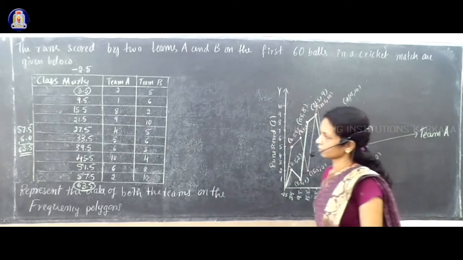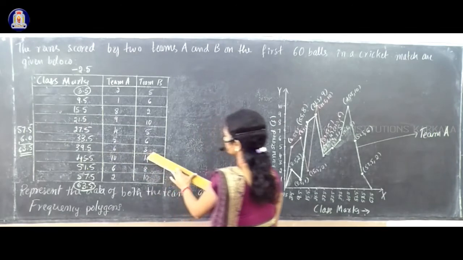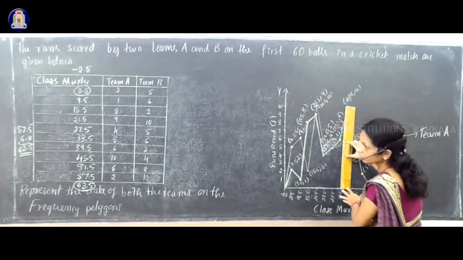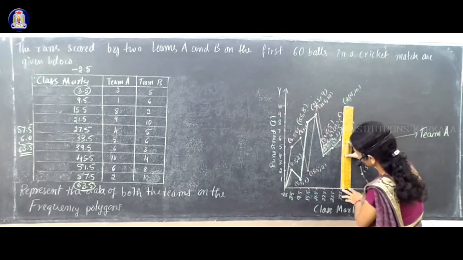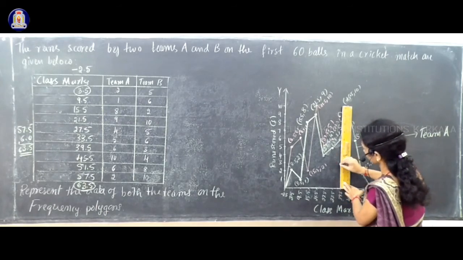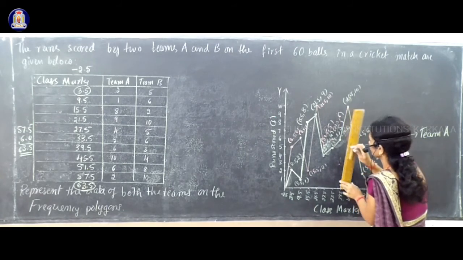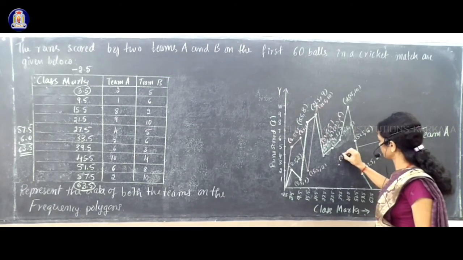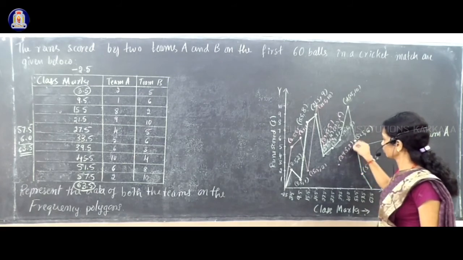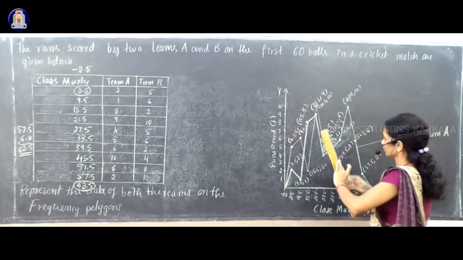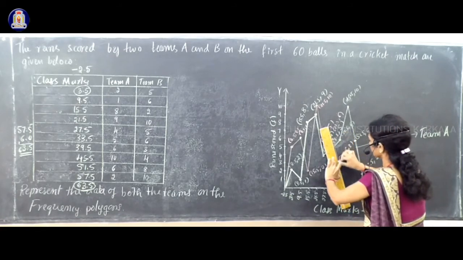Next 39.5. In that you have to move up to 3, 1, 2, 3. This here. And highlight it, then write down the coordinates of that. That is 39.5. In that we move up to 3. So the coordinates are like this. And next you have to join with the previous point.